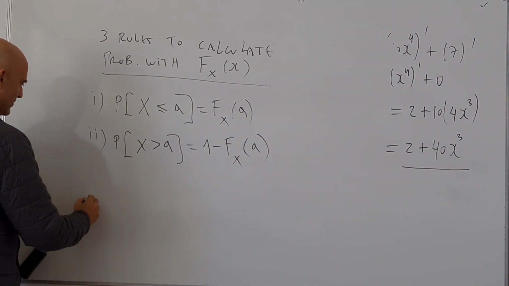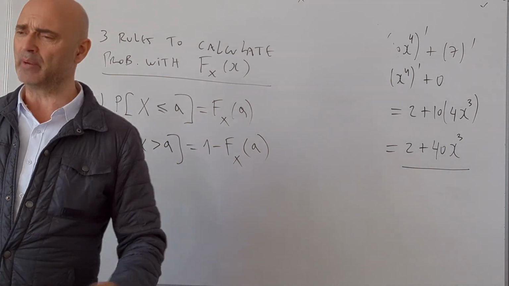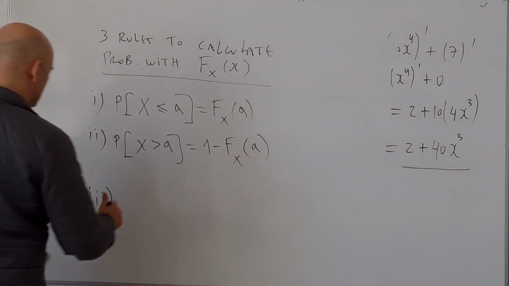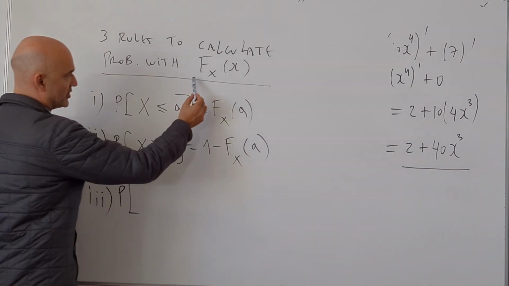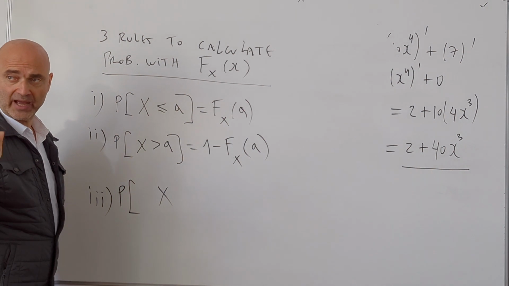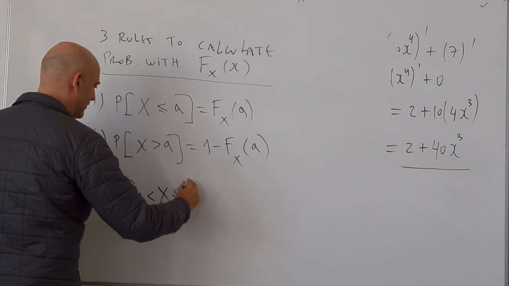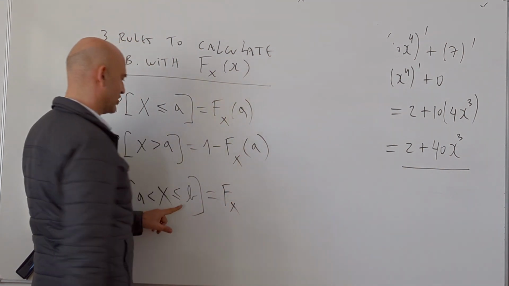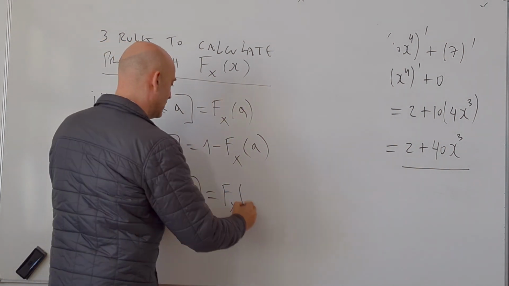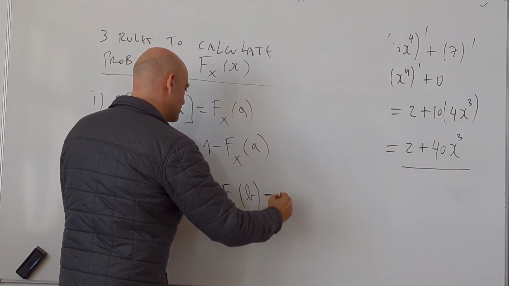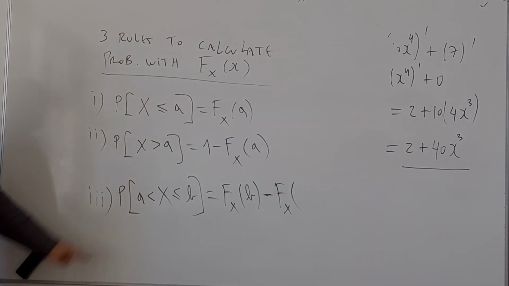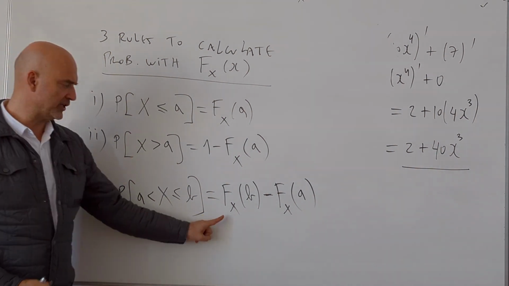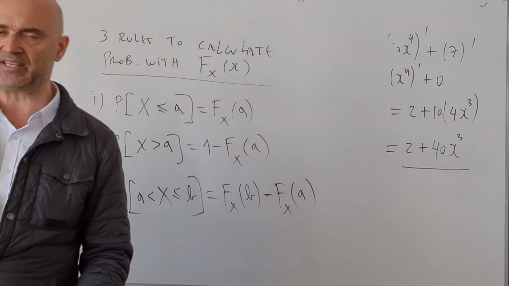But now number 3 is the most important, because with rule number 3 we can do everything. It will be for an interval between a and b. So I want a rule to calculate probabilities with the distribution function for an interval between a and b. And we only need to calculate the distribution function with the input equal to the upper limit b, minus the distribution function with the input equal to the lower limit a. So this is a very simple rule.